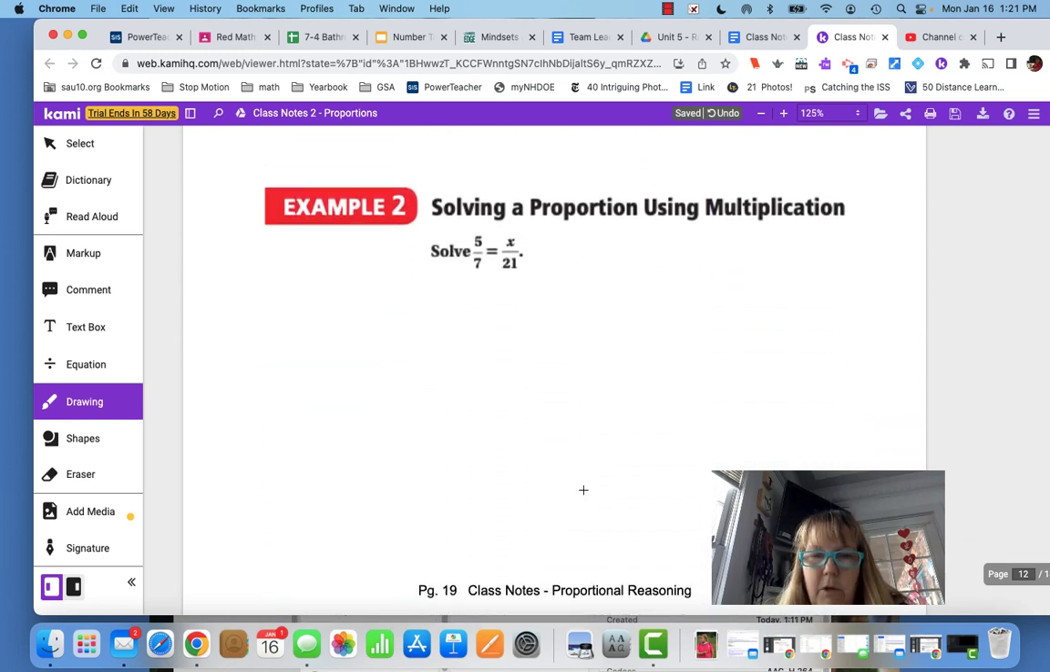So using multiplication. This is really the same thing, only more formal. I'm going to multiply 7 by 3 to get to 21, and if I do it to the denominator, I have to do it to the numerator, so I'm going to multiply 5 times 3, and that means x is equal to 15.